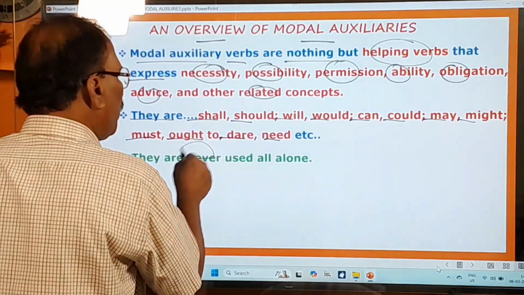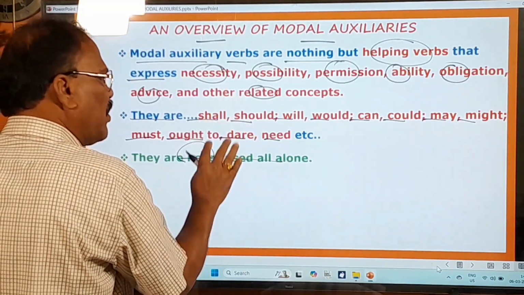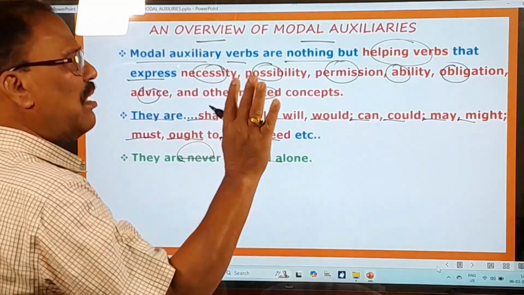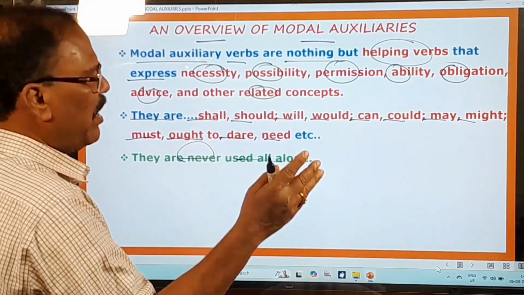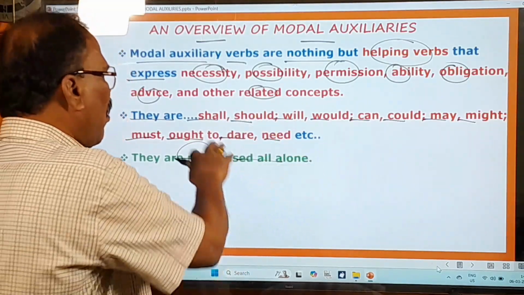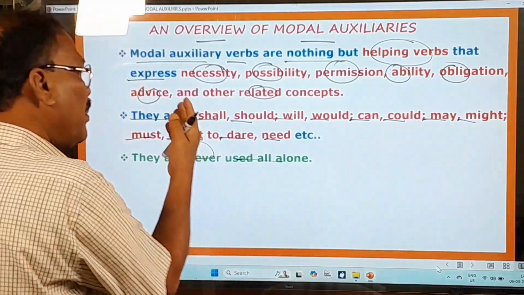They are never used all alone. These modal auxiliaries are never used all alone. That means you cannot simply say I shall, I can, I may, we may, or we would. So only shall or will or can cannot be used all alone. And how are they used then?